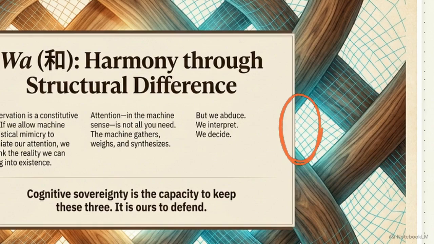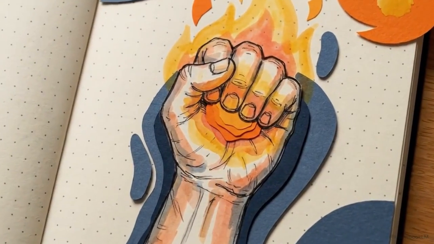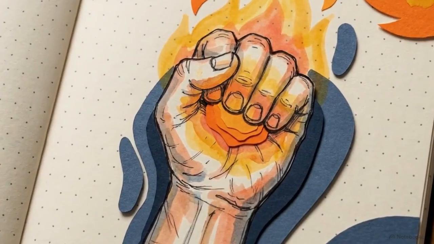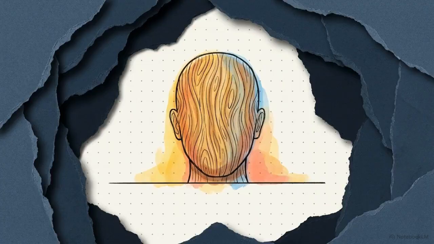The machine can gather data, weigh variables, and synthesize vast text corpuses. But there are three core human actions we must never outsource. We abduce, we interpret, and we decide. Cognitive sovereignty, the ownership of your own mind, is not a default setting that technology will automatically protect. It is a boundary we must ruthlessly defend.